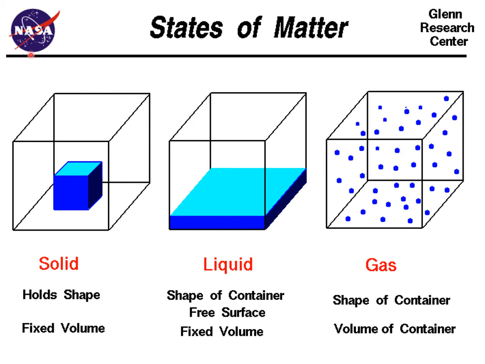So according to NASA, we can summarize these three states of matter. The solid holds its shape and has a fixed volume. The liquid takes the shape of the container, has a free surface, and has a fixed volume. The gas always takes the shape and the volume of the container.